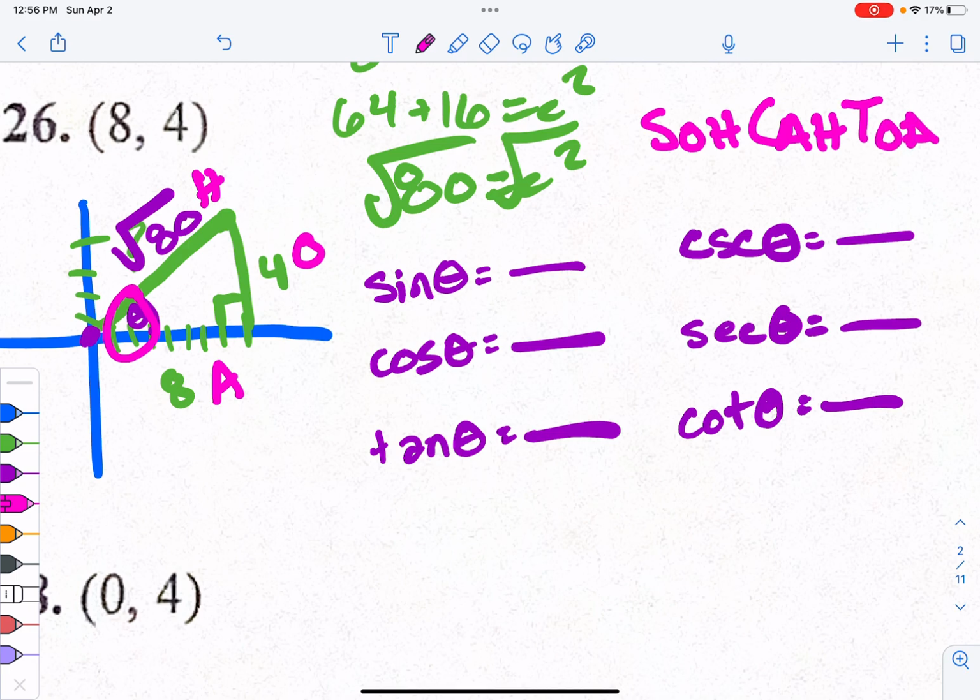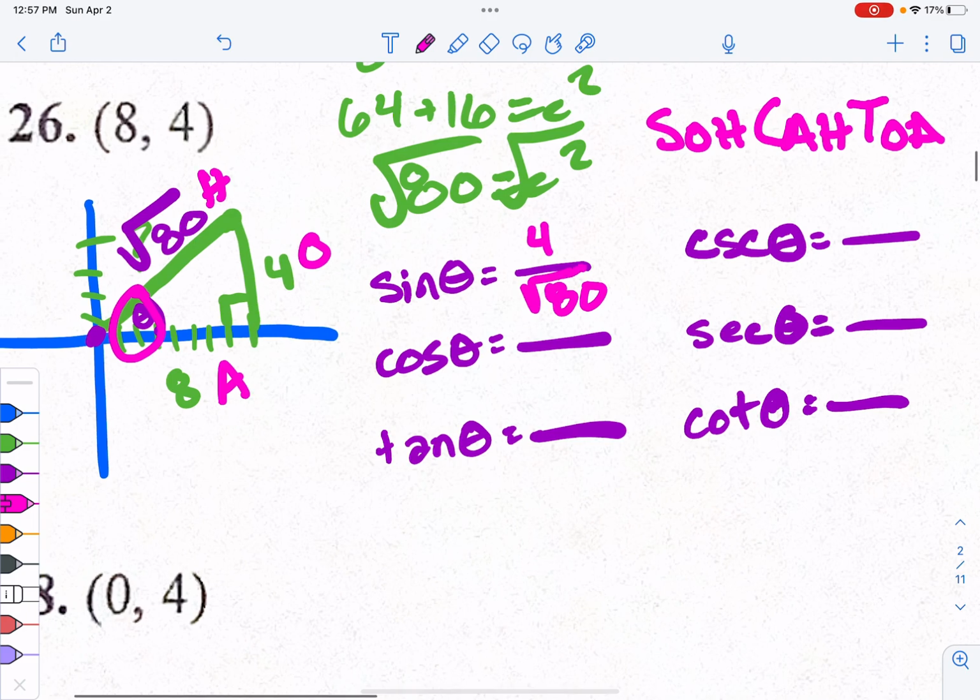SOHCAHTOA, okay? O is 4. Hypotenuse is the square root of 80. And how about for just this problem, we don't rationalize because I'm going to run out of room. So we're just going to leave it as 4 over the square root of 80. Technically, we want the square root of 80 on the top, but we're just going to leave it the way that it is. Okay, and then when we flip it, we're going to do 80 over 4, and that's what cosecant is.